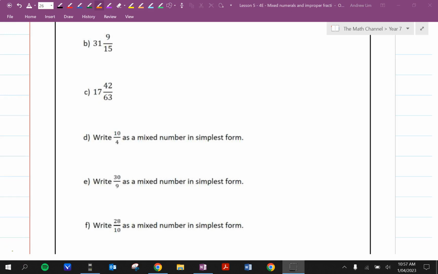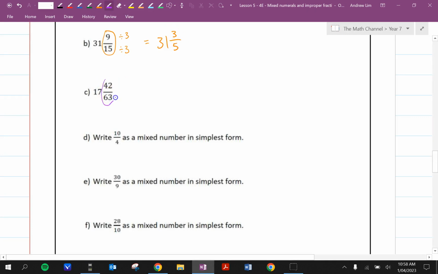So, we've got 3 1 and 9 over 15. We're looking at the fraction only. They're both divisible by 3. So my answer is 3 1 and 3 over 5.